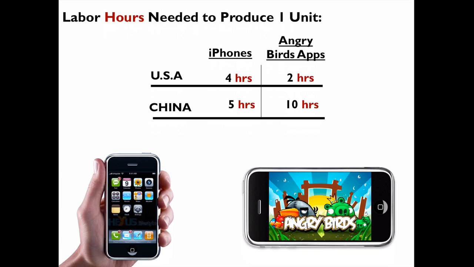The first table gives you the hours they need to produce one unit. So for instance, the US needs 4 hours to produce an iPhone and 2 hours to produce an Angry Bird. China needs 5 hours to produce an iPhone and 10 hours to produce an Angry Bird. The next thing we're going to do is assume a particular number of hours they have to produce these two goods and see how many they can produce.